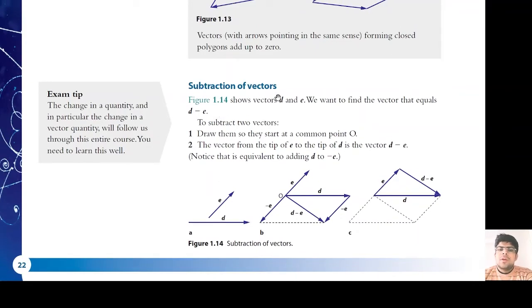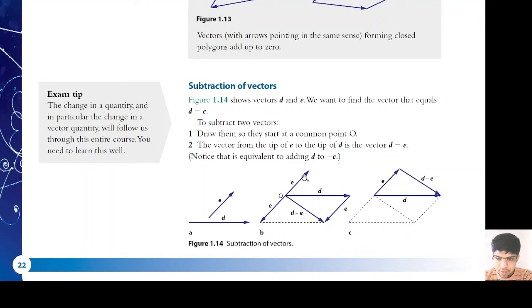Now subtraction of vectors. Figure 1.14 shows vectors d and e. The magnitude is this, and the arrow represents the direction. We want to find the vector that equals d minus e, taking the difference between them. To subtract the two vectors, draw them so they start at a common point O, like this. Look at this carefully. The vector from the tip of e to the tip of d is the vector d minus e. Notice that this is equivalent to adding d to minus e.